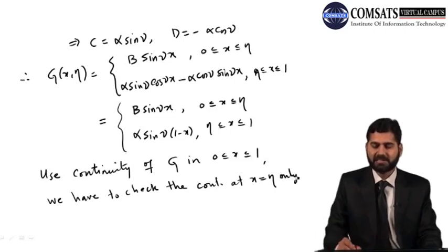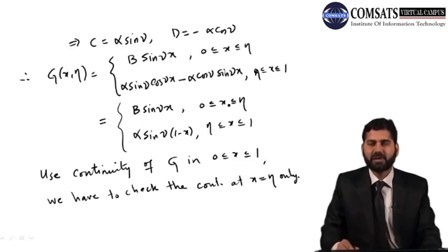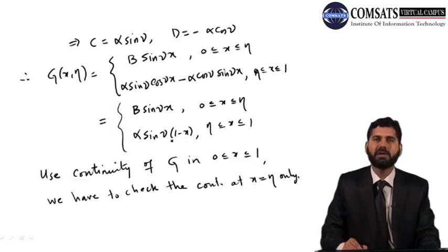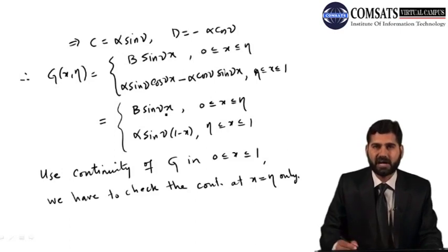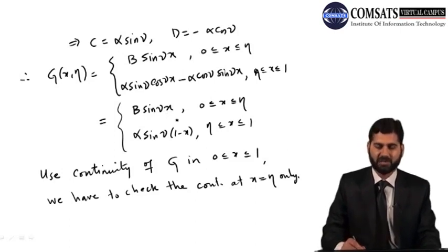Why is that? Because if x is between 0 and eta, sine nu x is a continuous function. Between eta and 1, it is again sine, which is a continuous function. So I am not having any problem other than eta. So at x is equal to eta, our function is defined piecewise. That's why there may be a chance to get discontinuity at x is equal to eta.